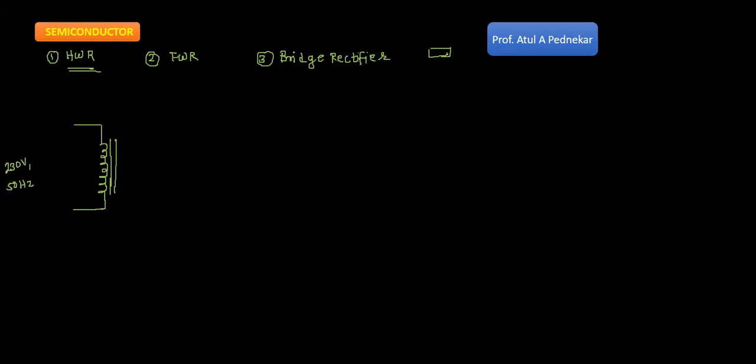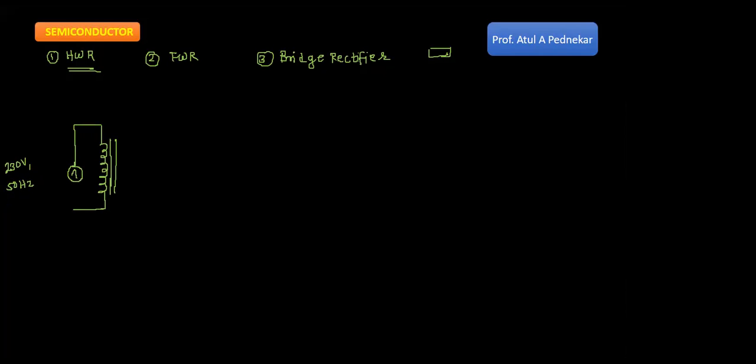Okay, so my LED doesn't require 230 volt. My LED requires a lower voltage, lower than this. Okay, so tell me, I want to reduce the voltage, so what should I do? Step down transformer. I can use a step down transformer.